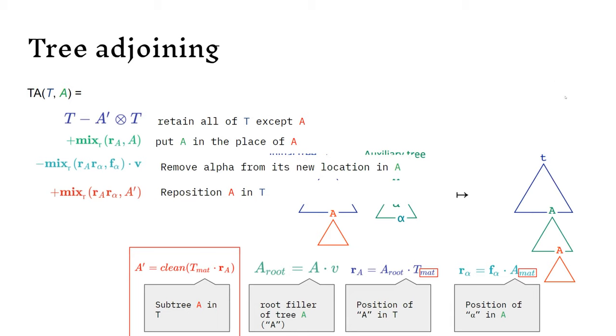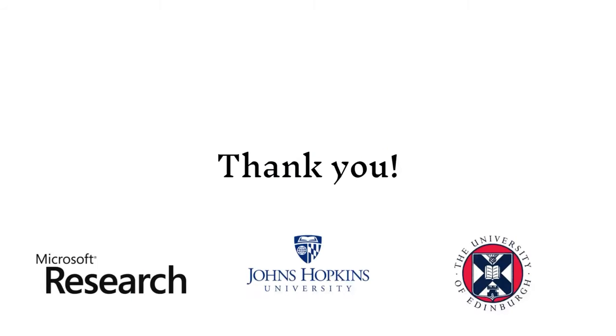I have some notes about beta reduction. It's sort of simpler, but I went through tree adjoining because I think it's clearer why we need the V space and matrix space things here, since it's all about trees. Thank you very much. I look forward to questions.